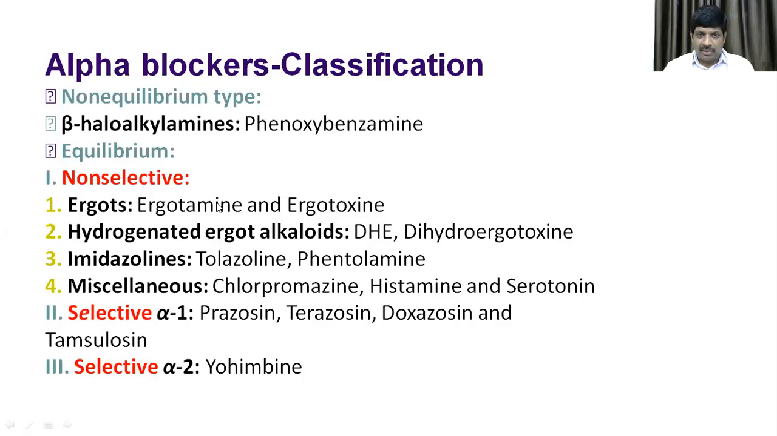Non-selective: ergotamine, ergotoxin, hydrogenated ergot alkaloids, dihydroergotamine and dihydroergotoxin, then imidazolines, tolazoline, phentolamine, and miscellaneous chlorpromazine, histamine and serotonin. Selective alpha-1 blockers are prazosin, terazosin, doxazosin and tamsulosin; selective alpha-2 is yohimbine. So see, the alpha blocker classification is very important from an examination point of view.